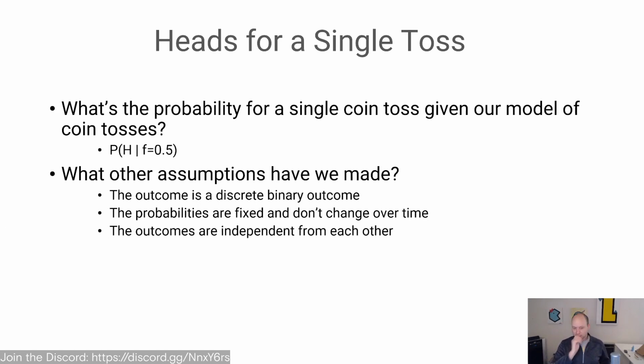So this is another thing that we're assuming, which is not always true for most events in real life. But for the case of a coin, we can assume this is relatively true: that outcomes are independent from one another. By this, we mean that the result of one coin toss and the result of another do not affect one another. So the probability of flipping heads or tails is always equal to the same value, regardless of what's happened in the past.